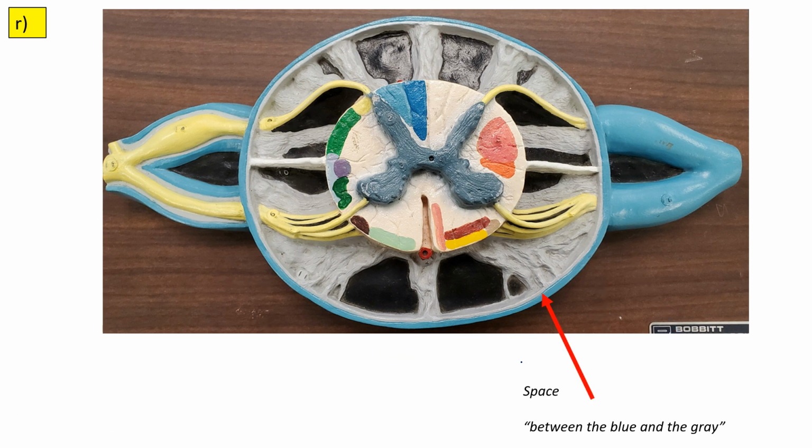Now this space right here between the blue and the gray, it's not a true space. So the question on the test would be, name the space between the blue and the gray. It's just this thin space, and that is called the subdural space. It's the area that sits just beneath the dura mater. But I'm not pointing to the gray. I'm pointing to the place between the blue and the gray.